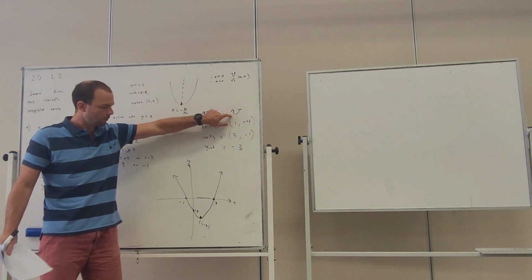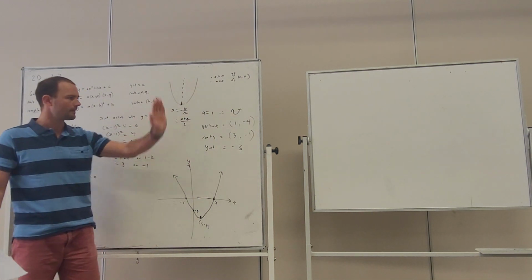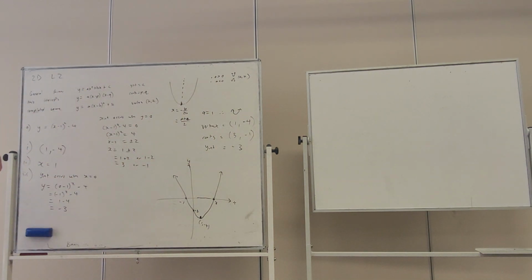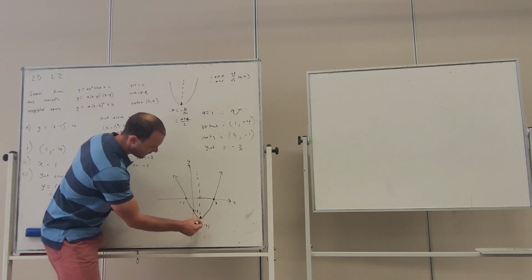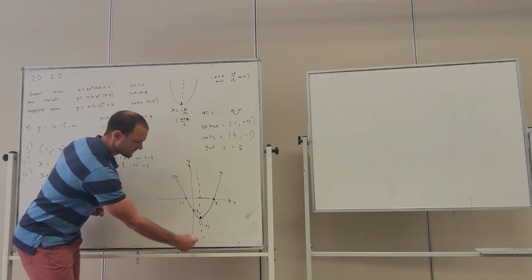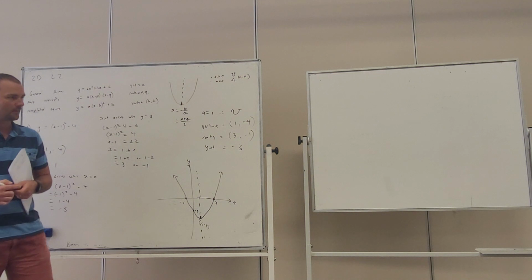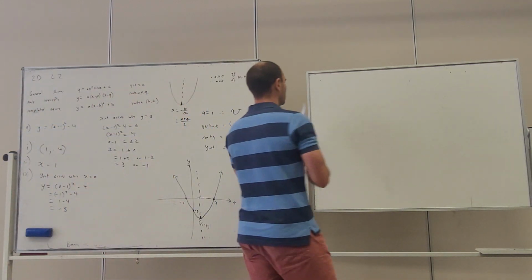It opens upwards, okay, because it has that positive a value. So pretty similar to what we were doing yesterday, right? We identify the vertex, we identify the roots, the y-intercept, and that's all the information. I said the axis of symmetry is x equals 1. Okay, x equals 1 is that line. You can see it's symmetric about that line. Let's move on to the next one.